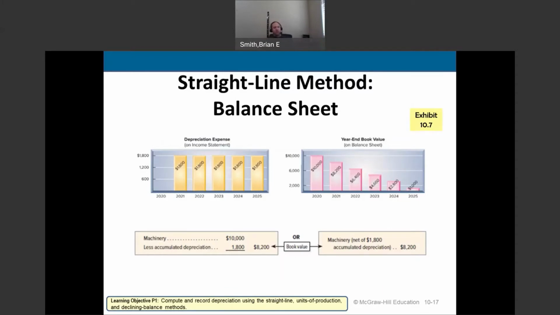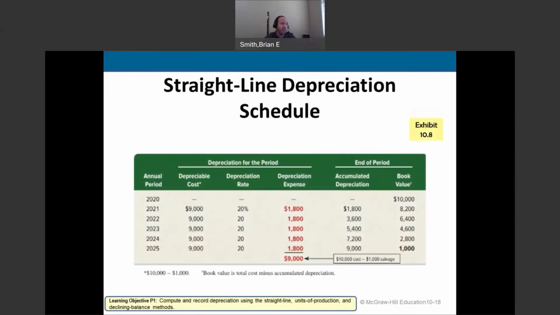You see here the depreciation expense in that graph. It doesn't change from year to year, but the book value declines all the way down to the $1,000 salvage value of the asset over the life of the asset. That's what it is intended to do. And at the end of the life of the asset, we're going to dispose of that asset in whichever way we can, ideally for that amount.